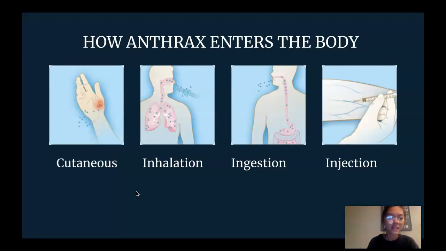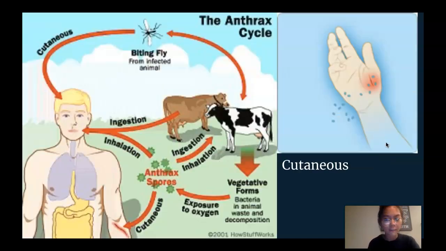So how does anthrax enter the body? There have been no solid evidence to suggest that this disease is transmittable between humans, rather from livestock or animals to humans, which makes this disease a zoonotic disease. And there are 4 ways that anthrax enters the body, which is cutaneously, through inhalation, through ingestion, and through injection.